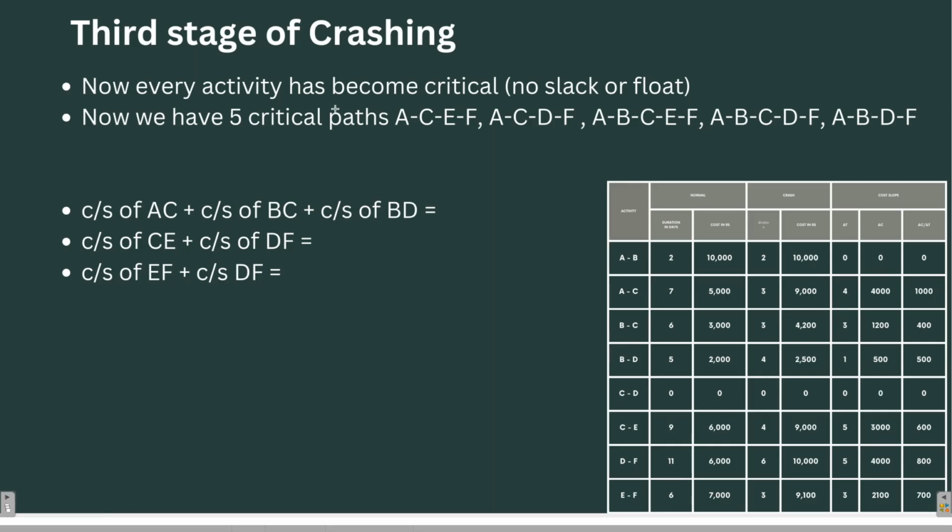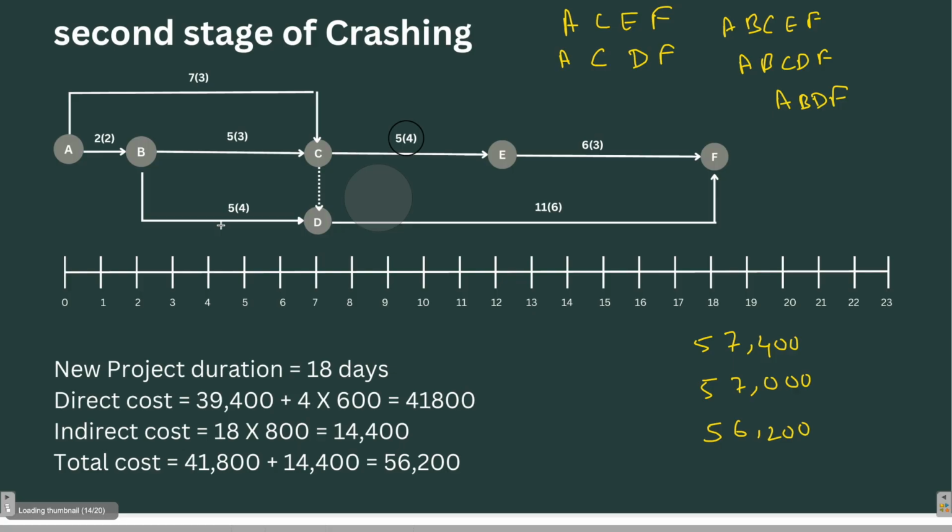For the third stage of crashing, we have five critical paths which I have just discussed with you. These are the five critical paths. Now, for the cost slope, I have told you AC, BC, and BD will be crashed together. Also, CE and DF will be crashed together as there are no activities having a float. Also, EF and DF will be crashed together, right? So let me mark this with a white one.